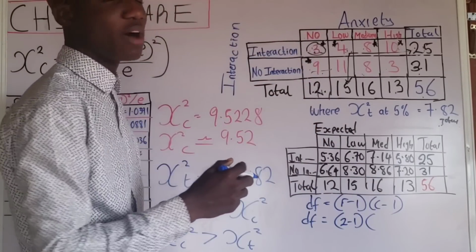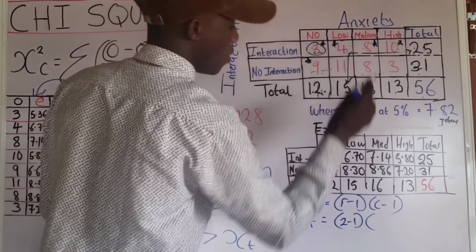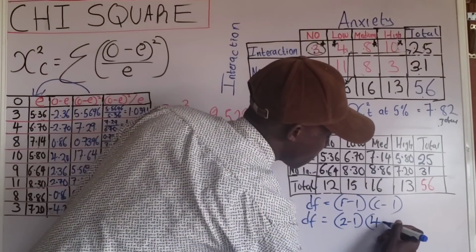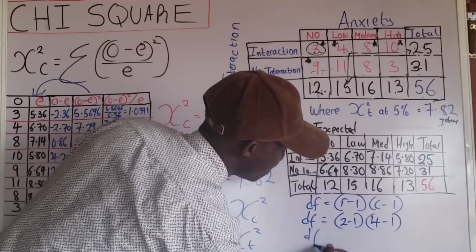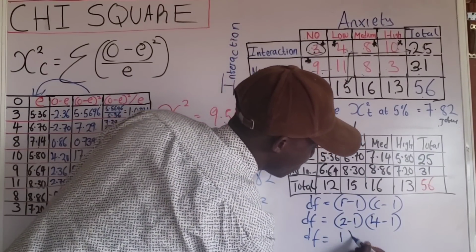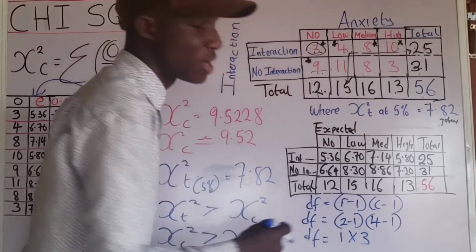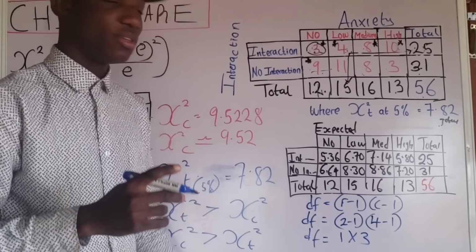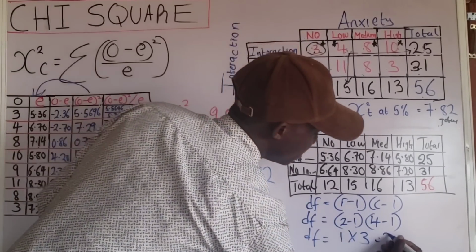How many columns do we have? We have 1, 2, 3, 4. We have 4 columns. So I'm going to have 4 minus 1. So the degree of freedom is equal to 1 multiplied by 3, because 2 minus 1 is 1 and 4 minus 1 is 3. 1 times 3 is what? 3. So the degree of freedom is 3.